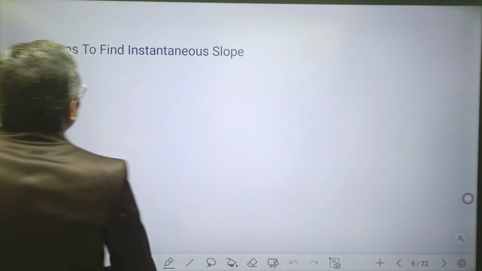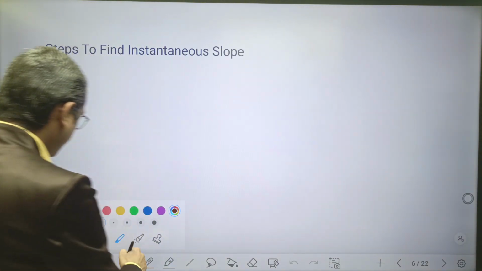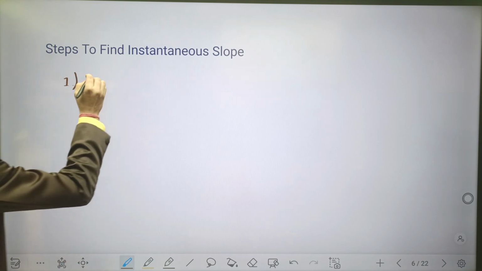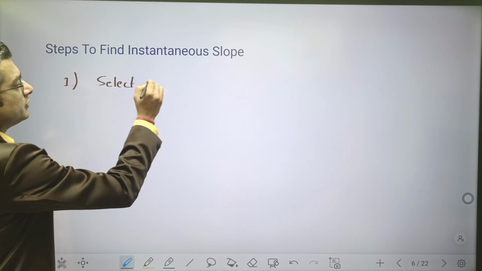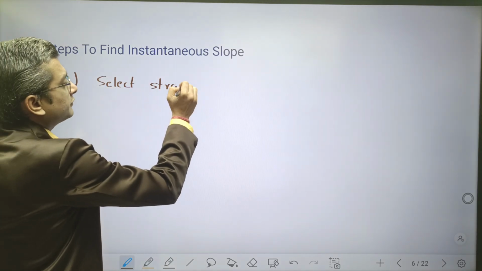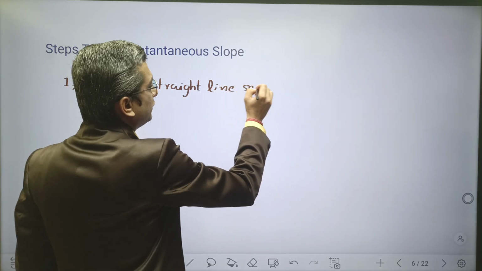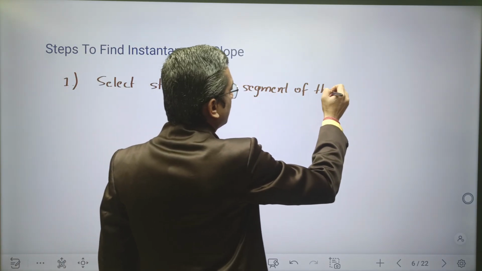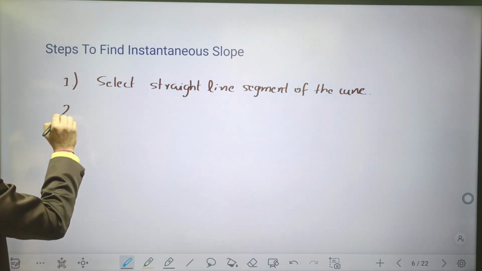So, steps to find instantaneous slope. Now we are approaching differentiation step by step. So step number 1 is to choose or select a straight line segment of the curve, isn't it?